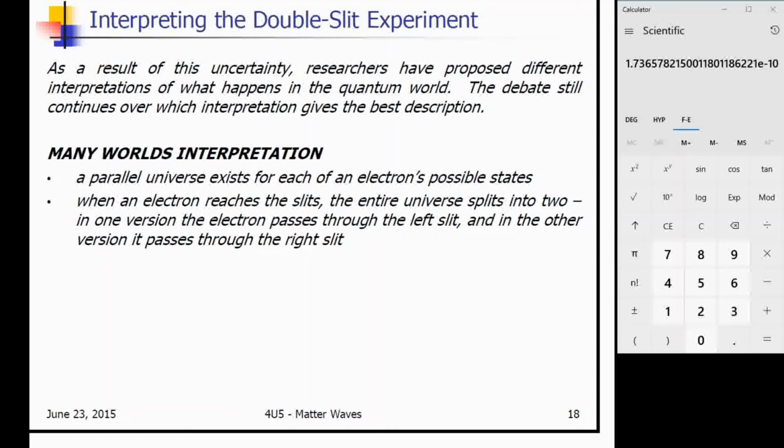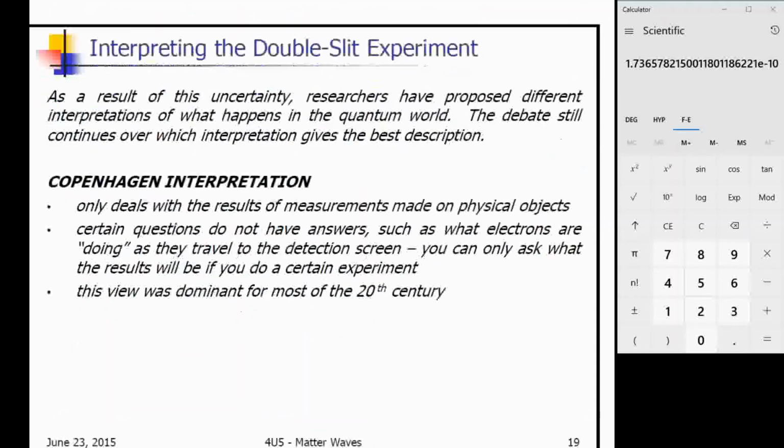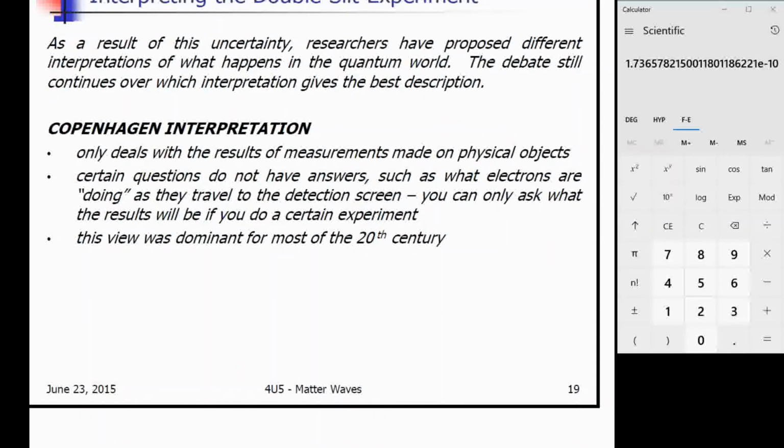That was also in the Dr. Quantum video, of course. You might want to go back and watch that. And the last one is the Copenhagen interpretation. This one is sort of like a cop-out in a way, but it was developed at the University of Copenhagen by Niels Bohr. It only deals with the measurement or the results of measurements made on physical objects. So basically, we only talk about the results of the experiments.